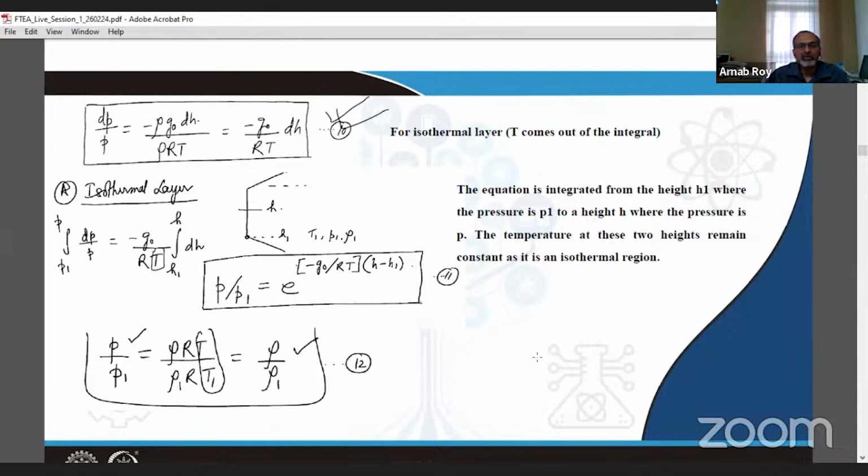So when it comes to isothermal layers, inevitably the temperature goes out of the integral, because the temperature essentially remains constant. And when you are integrating the equation, you essentially take it from a height h1 to another, which is h, and then you get a result of this form. When you plug it in to find the density ratio, you find that it again nicely simplifies, because the temperatures are identical, and therefore the pressure ratio exactly matches the density ratio.